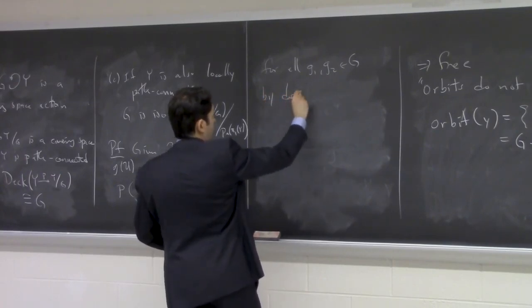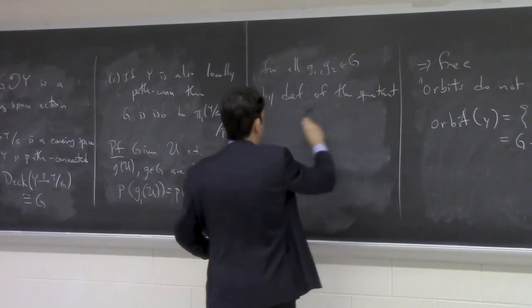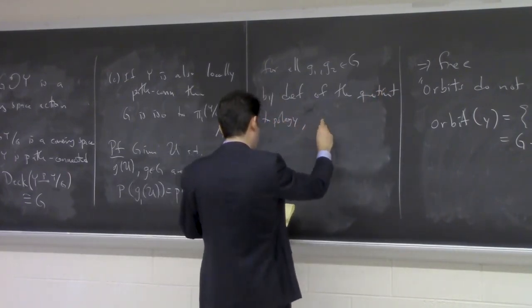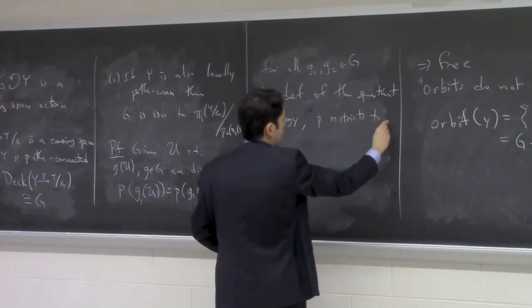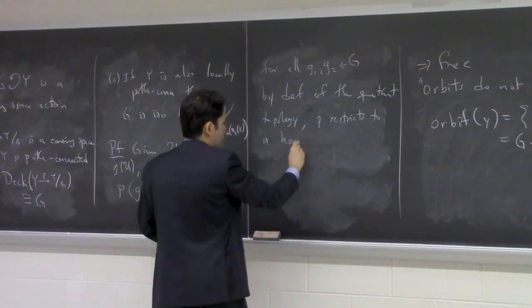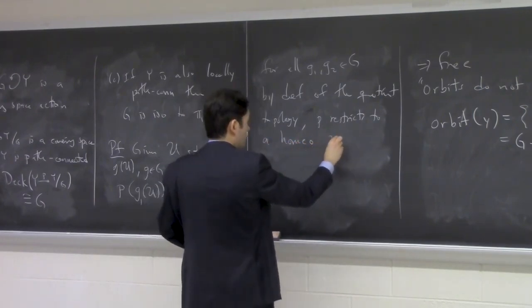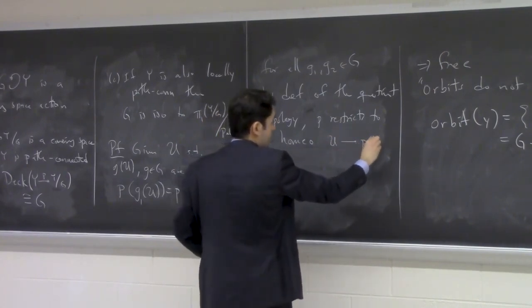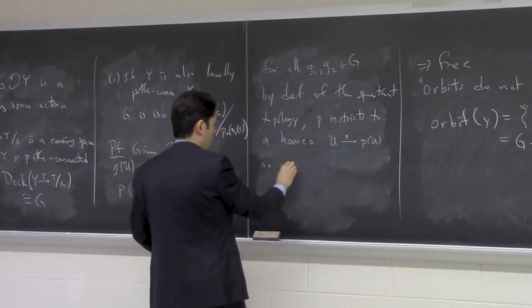By definition of the quotient topology, P restricts to a homeomorphism between U and P of U. So we have a covering space.